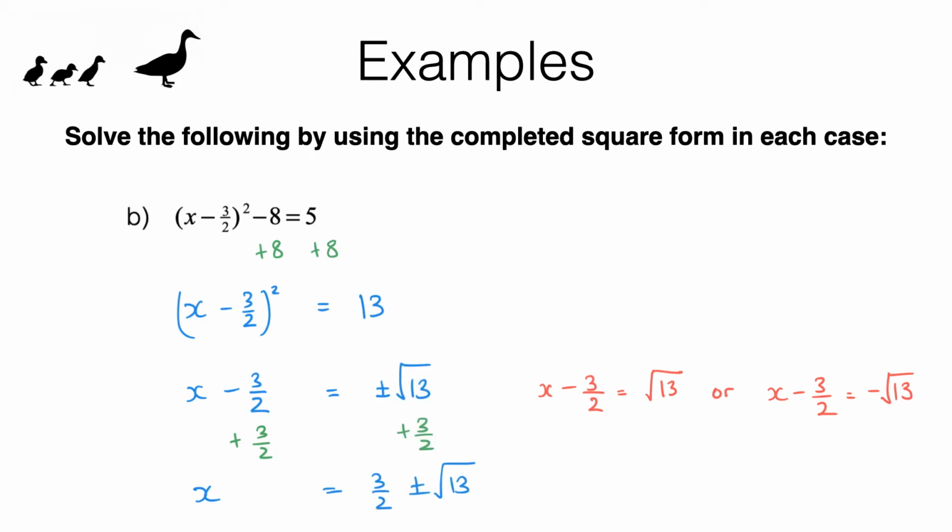Now, you could either leave your solution like this, or you could write out the two solutions separately. So we have x equals 3 over 2 plus the square root of 13, and x equals 3 over 2 minus the square root of 13. Those are our two solutions.